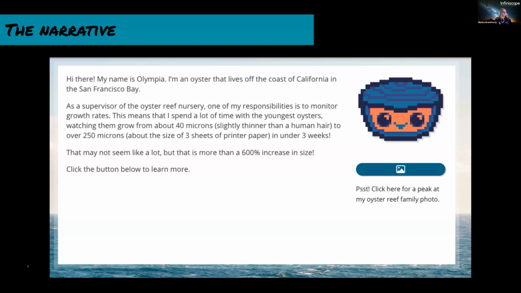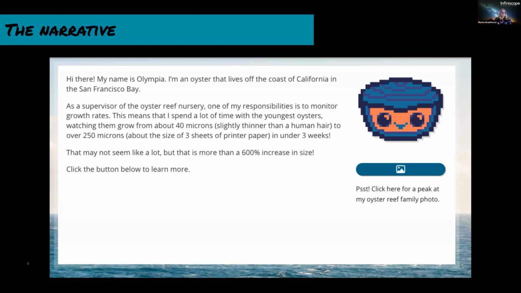So all of this factors into the decision for our narrative, which is centered around Olympia, as you see on screen. In Our Changing Oceans, students meet Olympia, an oyster that lives off the coast of California in the San Francisco Bay. If you know anything about oysters in the San Francisco Bay, then the name Olympia might make sense because they are Olympia oysters. Olympia is tasked with overseeing the well-being and development of young oysters. And she's noticed a distressing trend: many of the oyster larvae don't reach maturity and their shells are smaller and more fragile than they used to be.